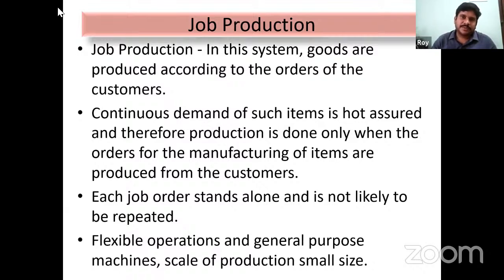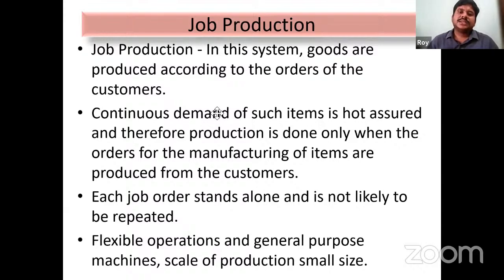The customer may not give the same order again, right? The orders will be changing repeatedly. That is why production is low. Now, with flexible operations and general purpose machines, we know that flexible operations will be there whenever the order or the product is changed, whenever the specifications change. Definitely their operations will be changing, and then they will use the general purpose machines, not the high-end kind of machines, right?